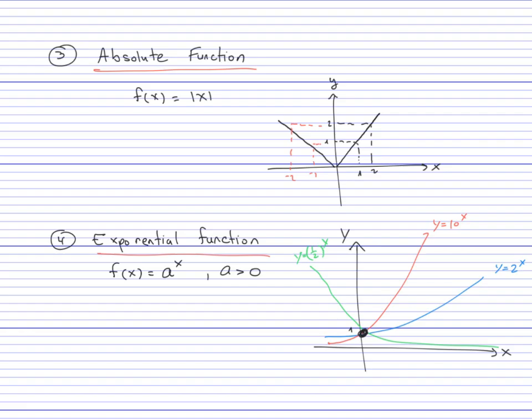So when a is somewhere between 0 and 1, you'll see that the graph is decreasing as x becomes bigger. But when a is somewhere between 1 and infinity, the graph is increasing. Okay, so for example, for 2, you see that it's increasing.